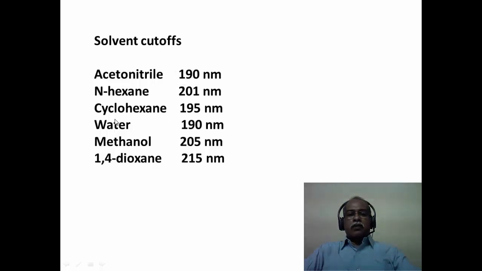Water is a good solvent, for example. Water has the cutoff value of 190 nanometer. Methanol has a cutoff of about 205 nanometers. So these are supposed to be good solvents. N-hexane, for example, does not have any pi electrons, so it doesn't undergo any pi to pi star transition, and that can be used as a solvent in most instances. N-hexane or cyclohexane can be used as a solvent because it has only a sigma to sigma star kind of transition, which occurs in the ultraviolet region of the electromagnetic radiation.